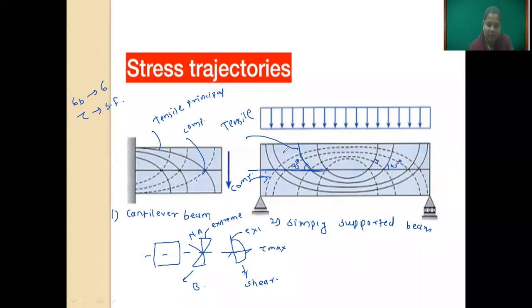Once again, repeat this sentence. These solid lines indicate tensile principal stresses and this dotted line indicates compressive principal stresses. So this tensile principal stress curve and compressive principal stress curve intersect each other at 90 degrees. You observe here. And these curves create a 45 degree angle with respect to this longitudinal axis.